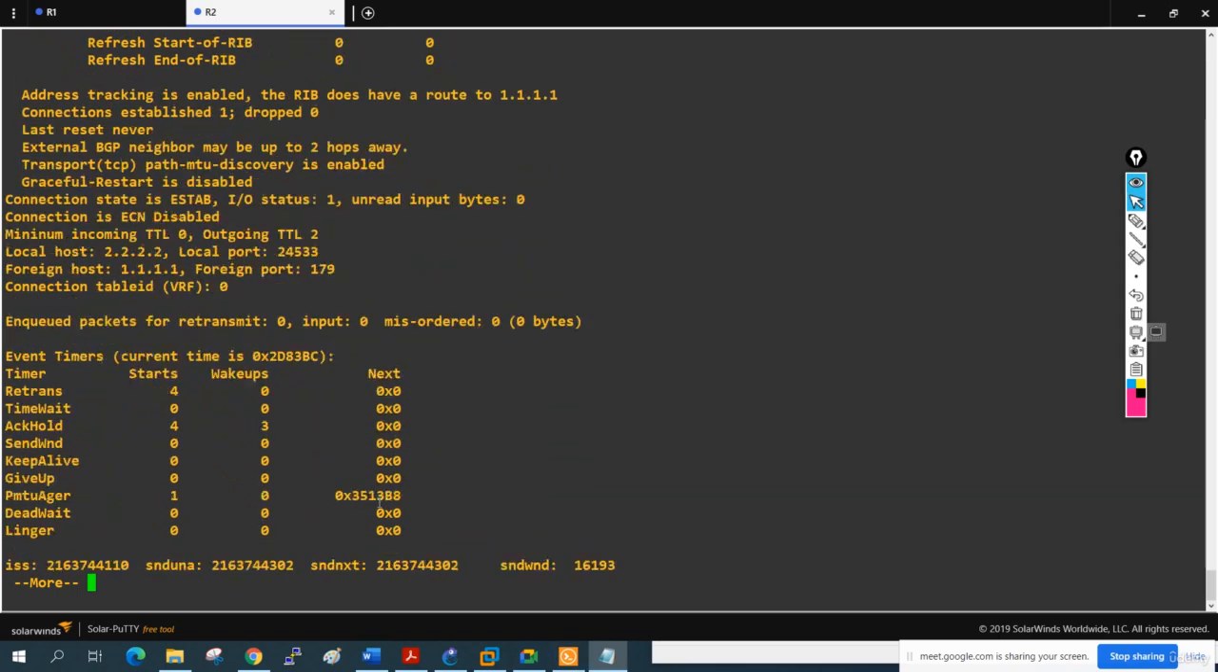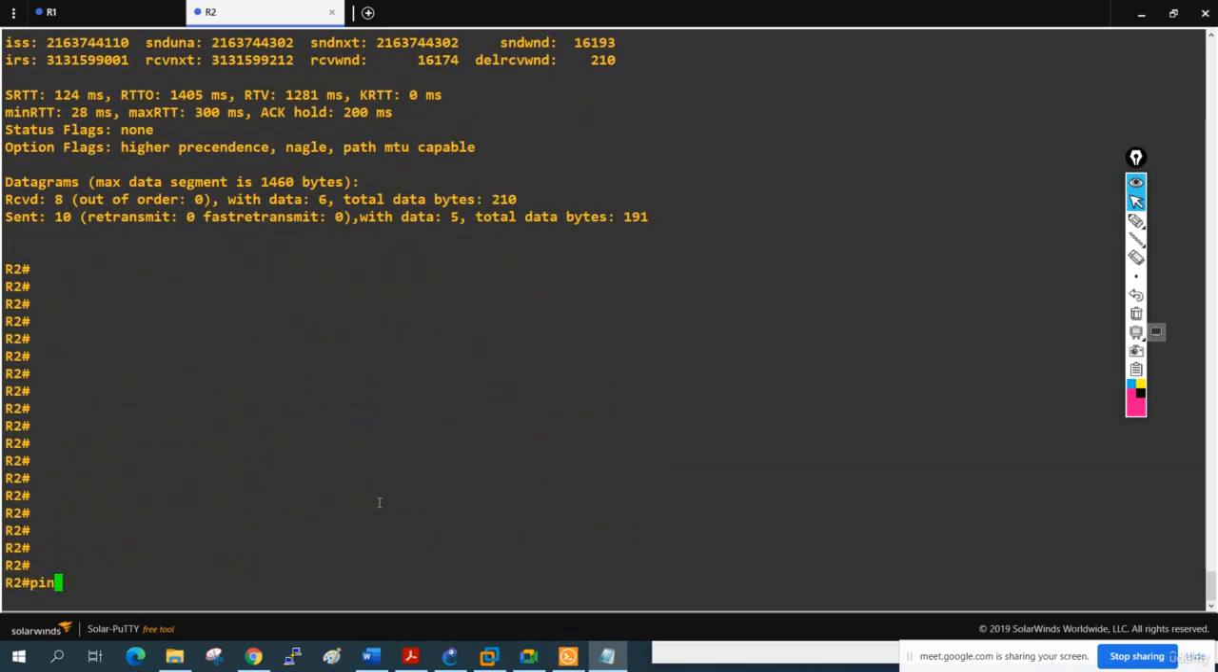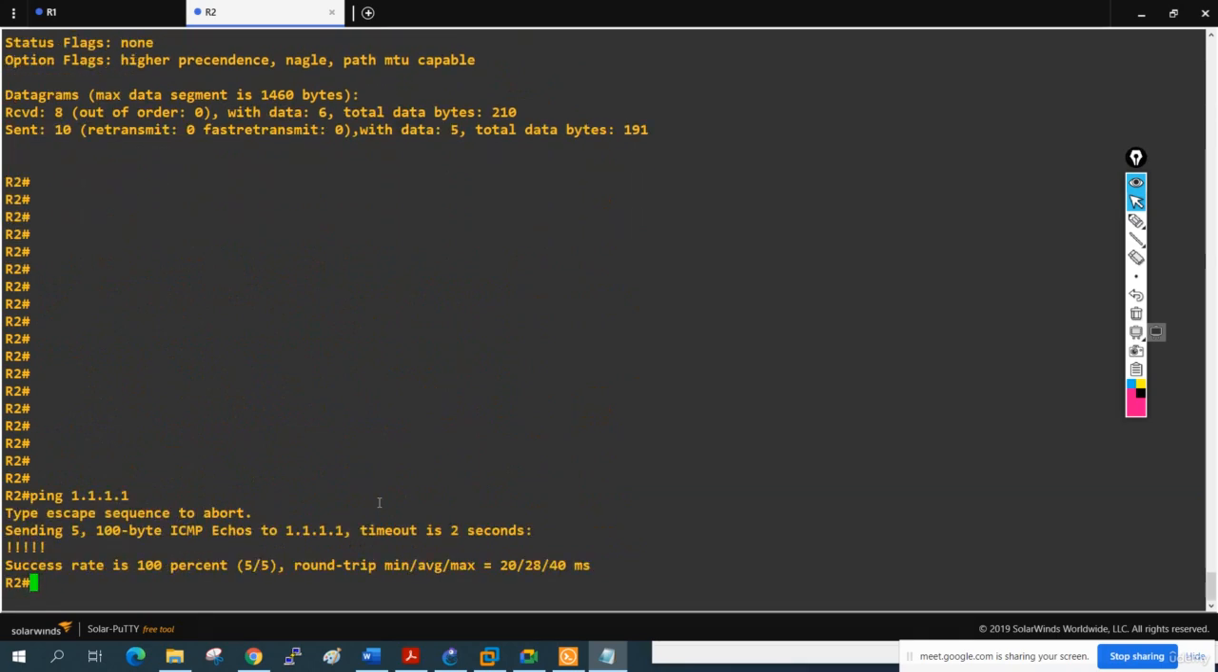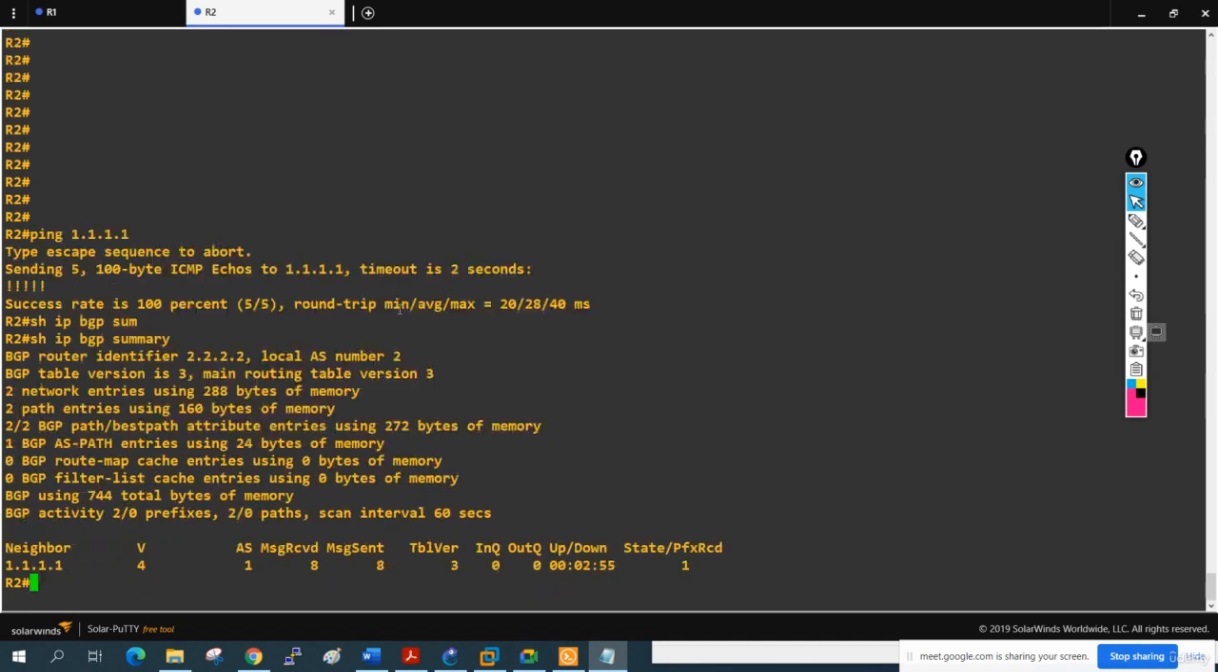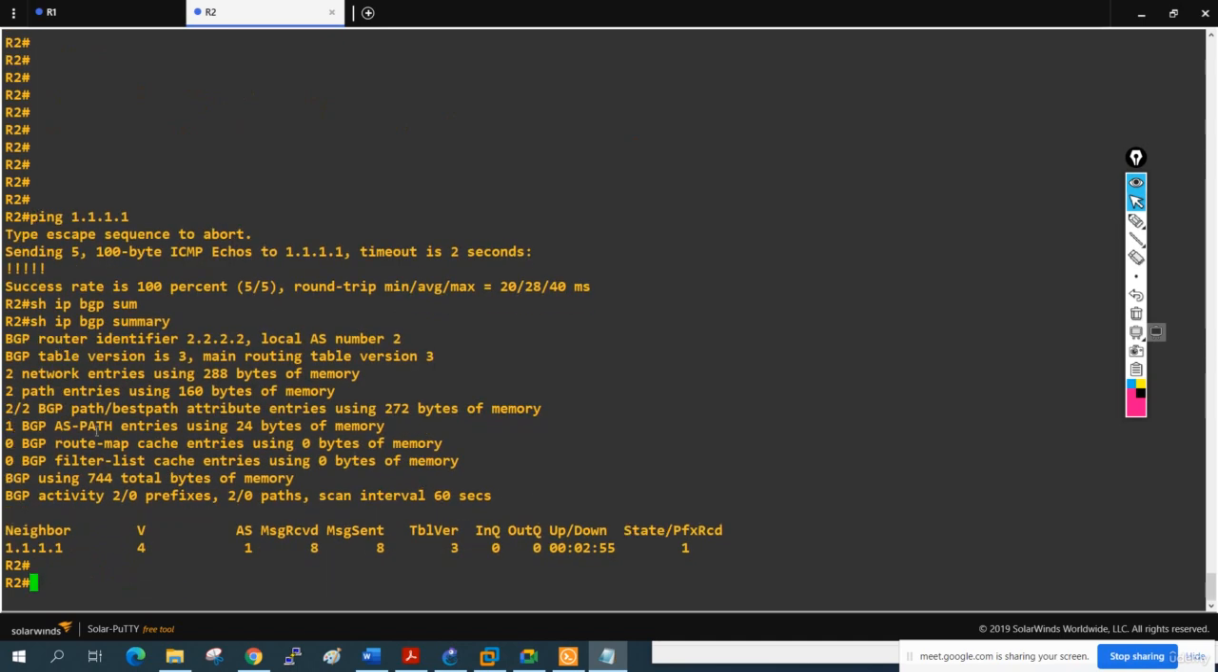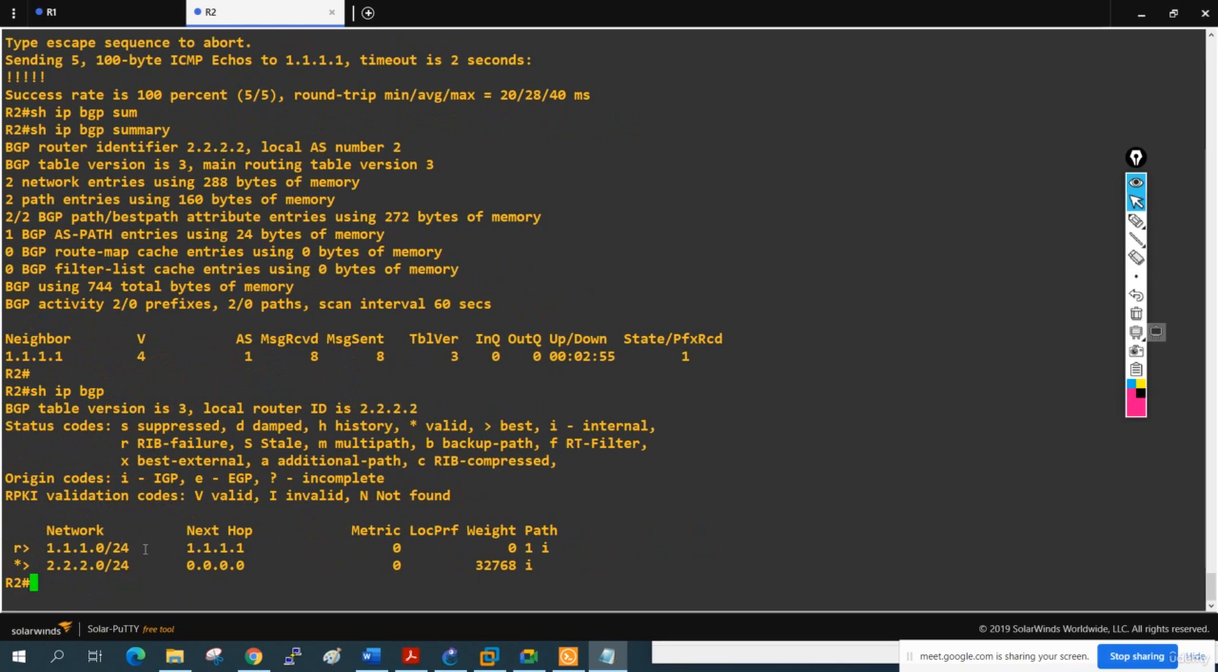Okay. So now I can ping also. If I go here, I write ping 1.1.1.1. I can ping this. Okay, and we have this in our table also. Show IP BGP summary. So we have the 1.1.1.1 information in R2. And what else can I write? Show IP BGP. So here we can check, we have the 1.1.1.1 information. From here we are getting it; before, we were not getting it.